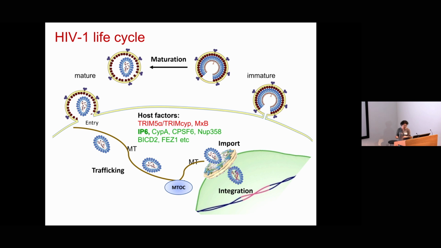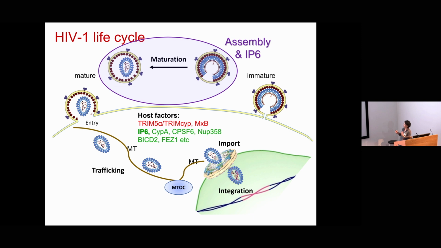But today I cannot talk about all those structures, but will focus on two areas. One is the structure and assembly of immature and mature particles, and a small molecule called IP6, the role IP6 plays in the assembly of the immature particle. And in the second half of my talk, I'm going to talk about nuclear import. This is a brand new area. It's just so fascinating now. We found that the whole entire capsid can go through the nuclear pore.